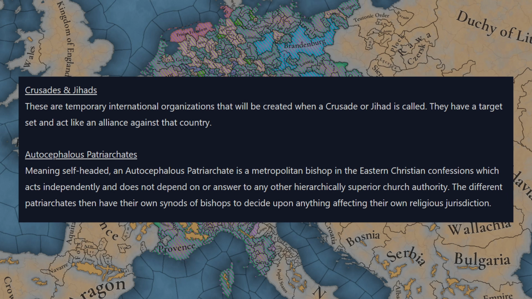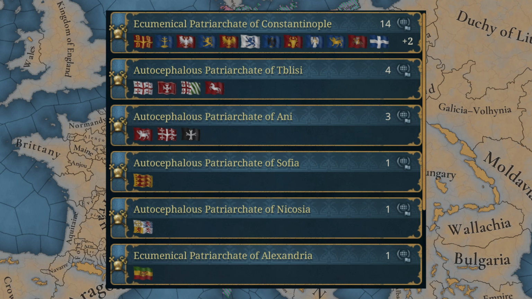And the next one, I'm not even going to try to pronounce because I'll just butcher it beyond belief. This phrase, though, means self-headed and is a metropolitan bishop in the European Christian confessions, which acts independently and does not depend or answer to any other hierarchical superior church authority. The different patriarchs then have their own synod of bishops to decide upon things affecting their own religious jurisdictions. So as they say here, the Eastern Roman Empire, Byzantines, etc. These are going to have these loose affiliations of bishops, and I guess they can have different rules depending on what they want to decide within them.